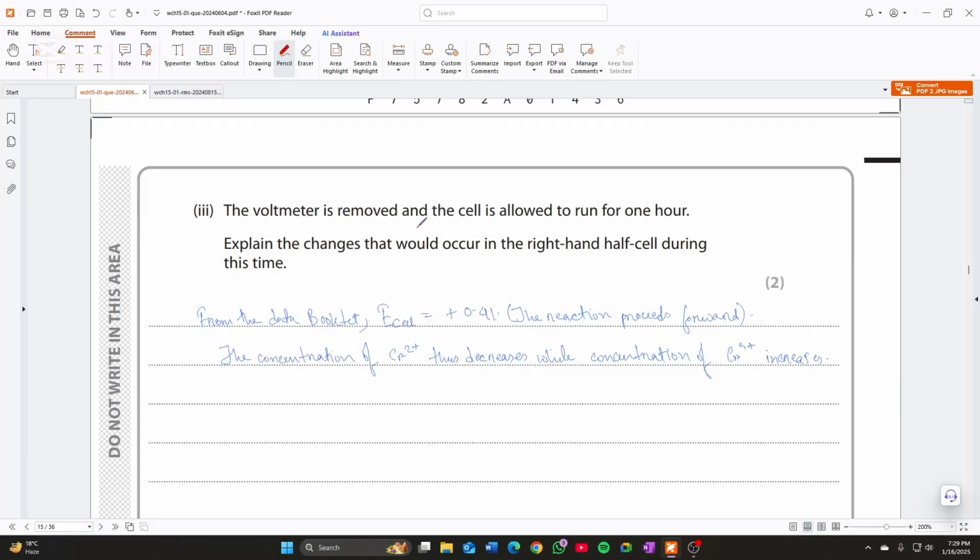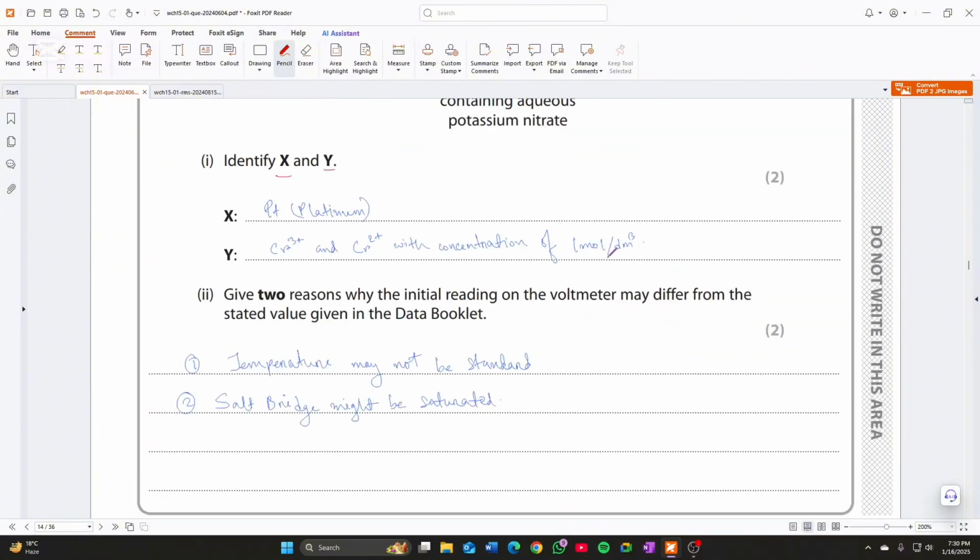Number 3, the voltmeter is removed and the cell is allowed to run for 1 hour. Explain the change that would occur in the, so what is happening in this electrode?